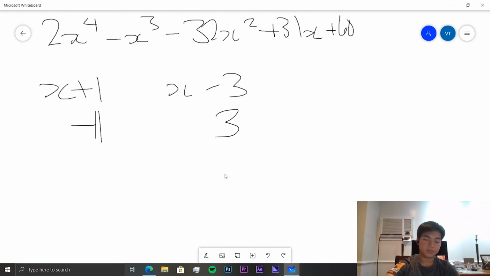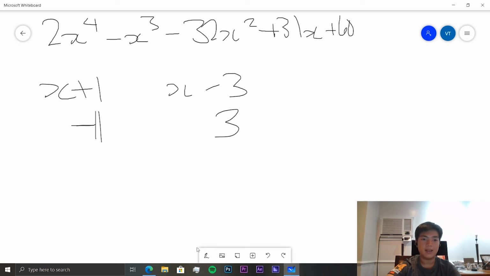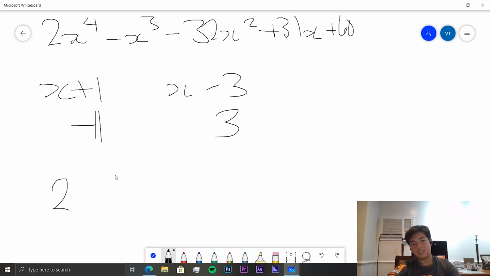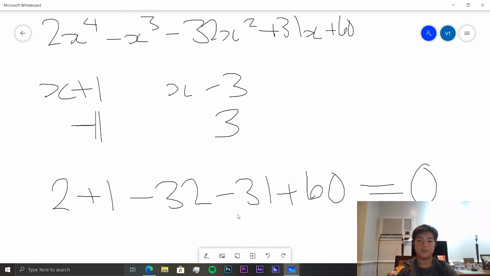Okay, so let's do it for negative 1 first. This would be 2 times negative 1 to the 4, which is just 1. Minus negative 1 cubed, which is 1. Minus 32x squared, which is minus 32. Plus 31x, which is minus 31, plus 60. And as you can see, this will be equal to 0.